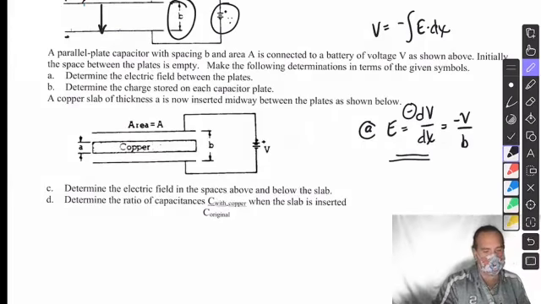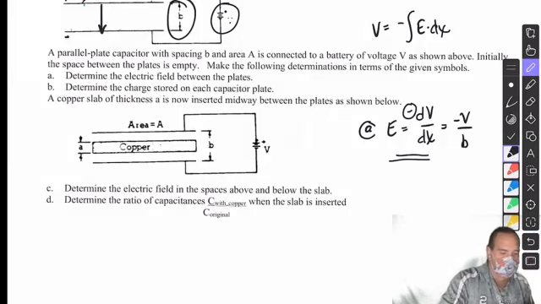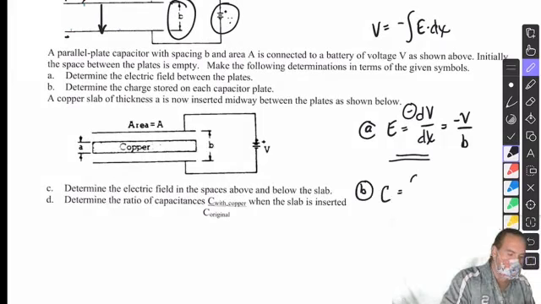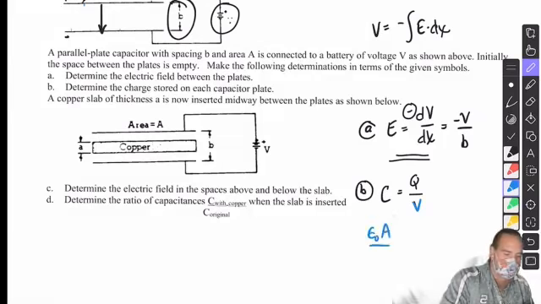Question B, determine the charge stored on each capacitor plate. The charge stored here, I don't think is a big issue either, because we have information we can use to determine what the capacitance is. So for question B, we know that the definition of capacitance is Q over V. We're allowed to have V in our answer, but we're probably not allowed to have C in our answer. But we're allowed to put an expression for C in terms of what we've been given, which is epsilon naught A over B equals Q over V.